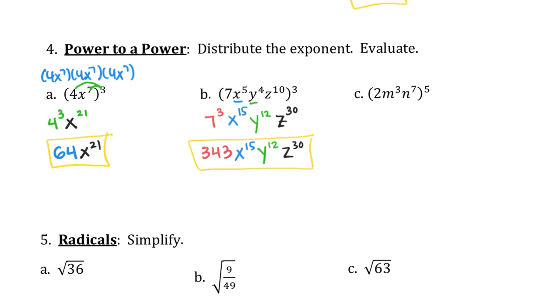Okay, one more power to a power. Let's distribute. It's a monomial to a power, so it's 2 to the 5th. If I do m to the 3rd 5 times, I get m to the 15. If I do n to the 7th 5 times, I get n to the 35. And 2 to the 5th: 2 times 2 is 4, times 2 is 8, times 2 is 16, times 2 is 32.